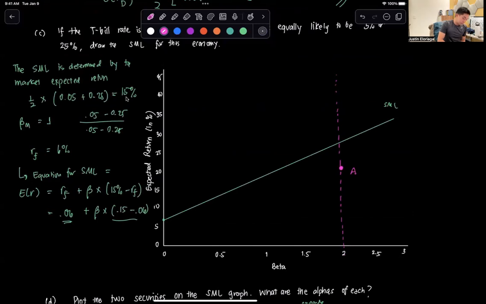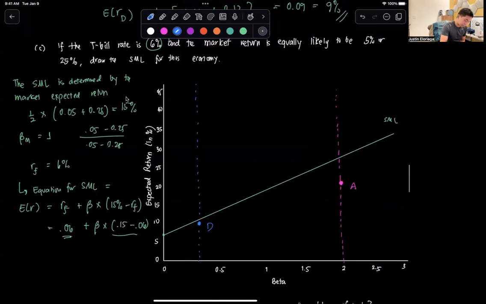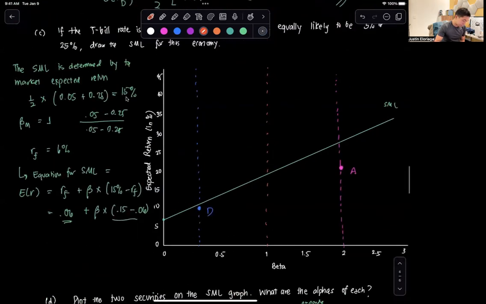Meanwhile, we have the defensive security in blue, whose beta is 0.3. So somewhere along here. And the expected rate is 9%. So somewhere along here, maybe. Okay, we have here D. And we have the market, in red. The market has a beta of 1, and it has an expected return of 15%. So the market is somewhere along here.